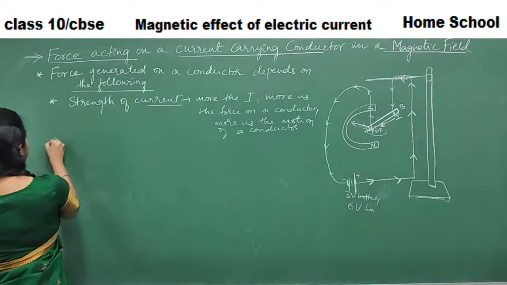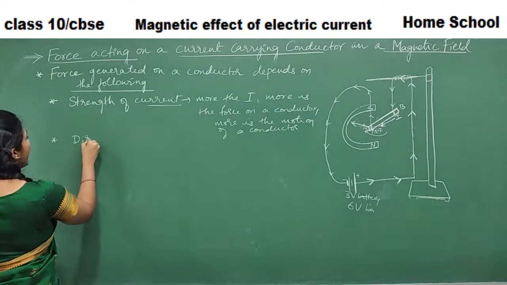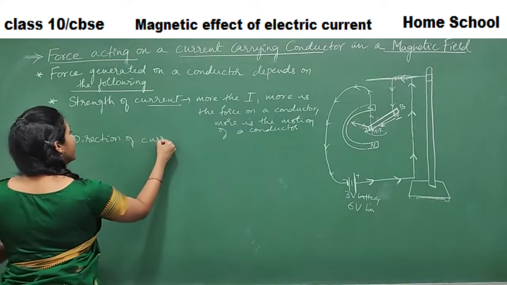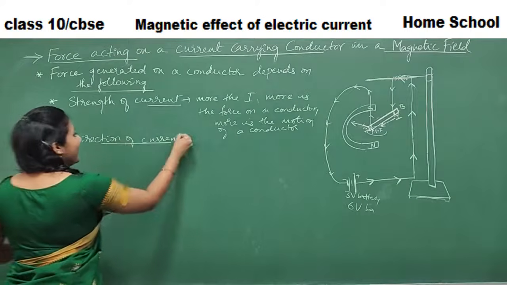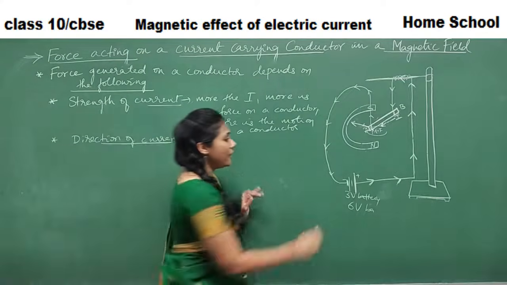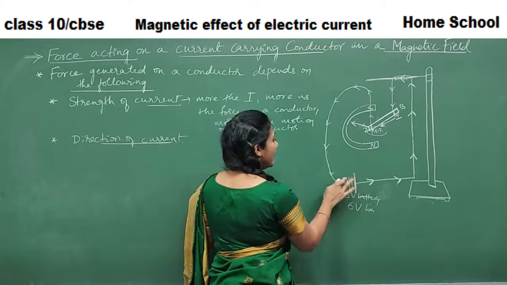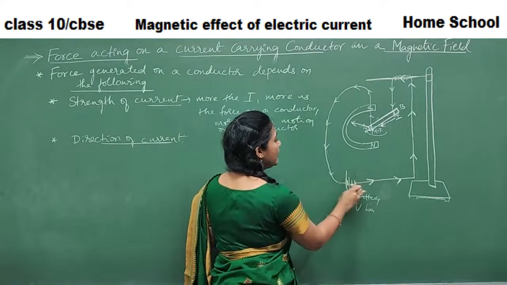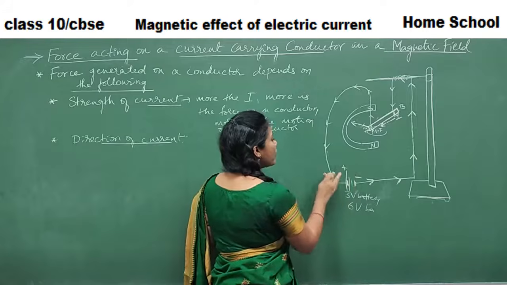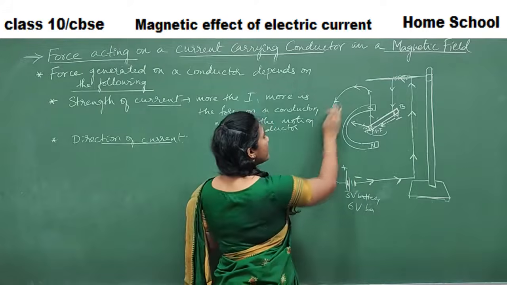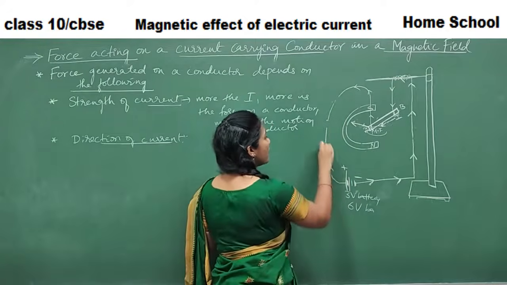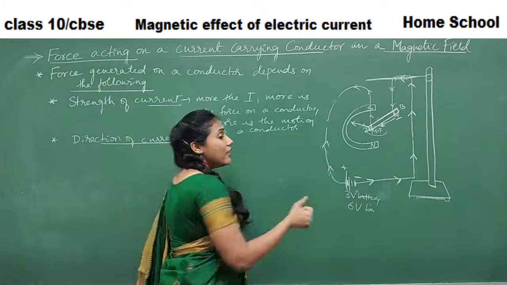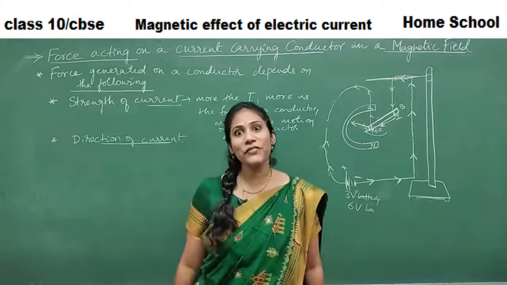And now the second factor is direction of current. This is also very important. Say for example, I'll change the direction. This is now the positive terminal. This is now the negative terminal. So now how does the current direction move? Current direction is now opposite, right? So whenever I change the current direction, the direction of the force also will change.